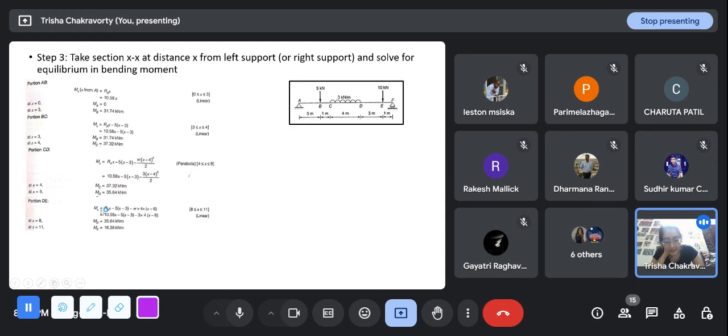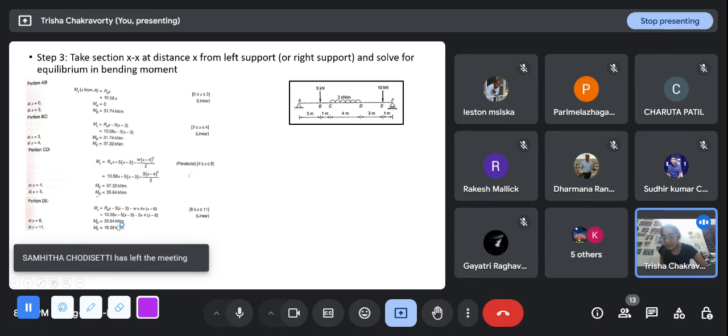And now here again I get an equation, 10.58x minus 5 into x minus 3 minus 12 into x minus 6, and this is where x ranges from 8 to 11. So I have MD, which will again be the same as this MD, and I have ME, 16.38. So I'll join it by a straight line.